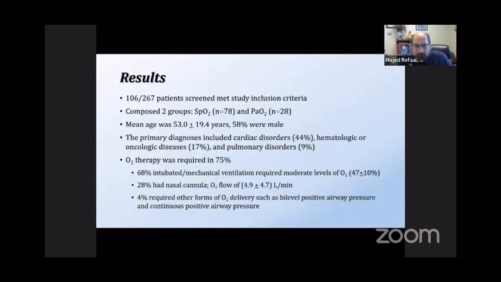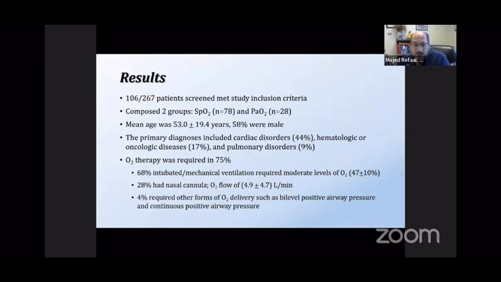So out of 267 patients that were eligible for this study, only 106 patients were included because of the full data. And we separated them into 2 groups, the SpO2 and the PaO2. The mean age, as you can see, was in the 50s, 58% males. The primary diagnosis was 44% cardiac disorders, hematological diseases about 17%, and pulmonary disorders about 10%.